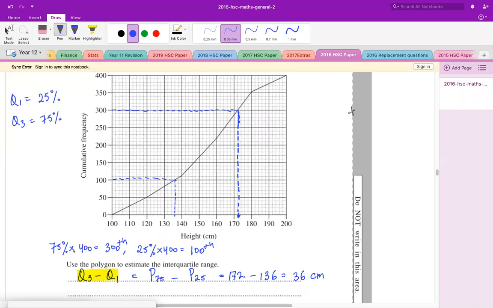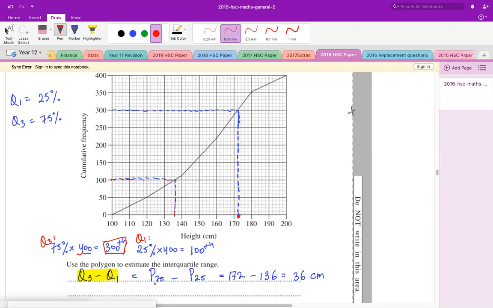So for Q3, it's 75% of the data. So 75% times 400, that's how many numbers there are. It's going to be the 300th value. So at 300, you go down to the graph. According to the polygon, it's 172. And then you do 25% because it's Q1, right? Q1 is 25% of the 400, and that's the 100th number. You go sideways and you'll find it's 136.